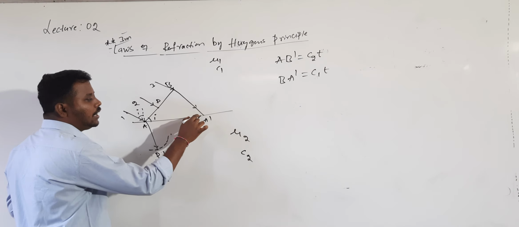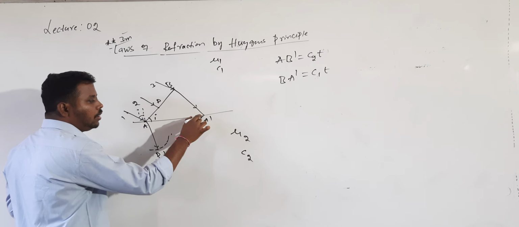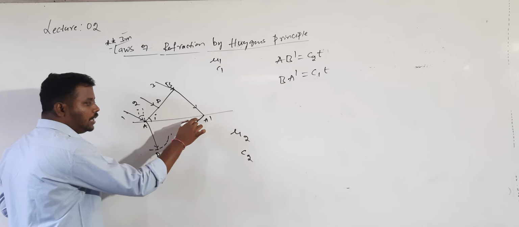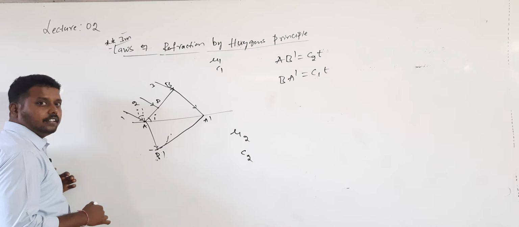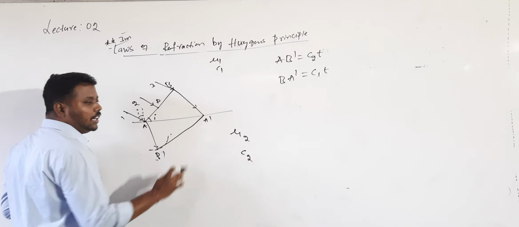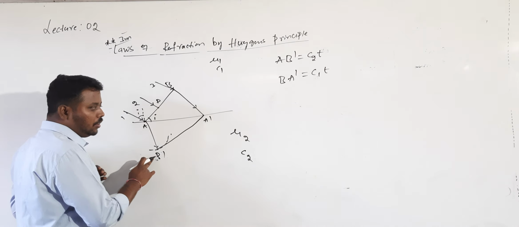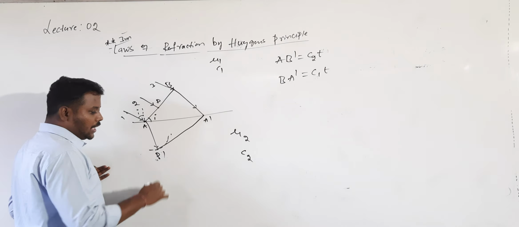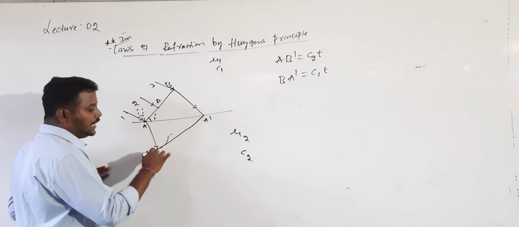Now, instead of drawing the arcs fully, directly I am drawing in order to locate the new position of the wavefront. Let me draw one tangent. The new tangent is A'B'. What happened? What is this new tangent indicating?